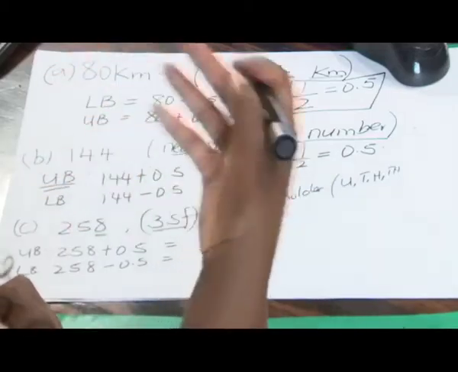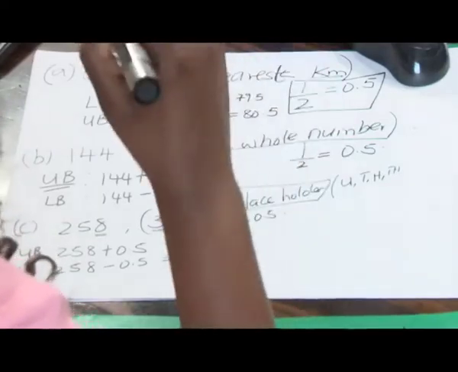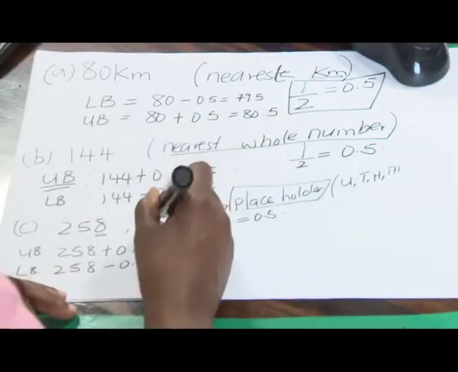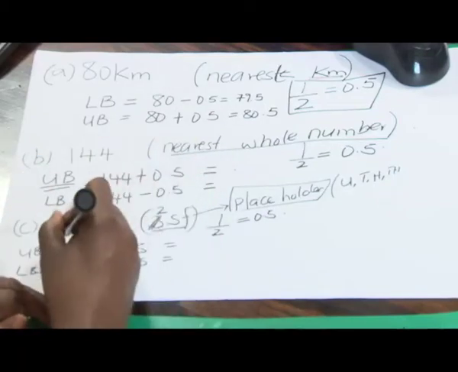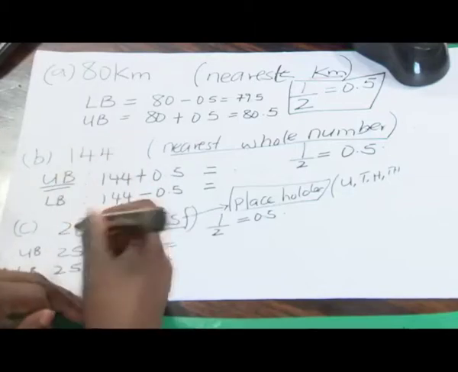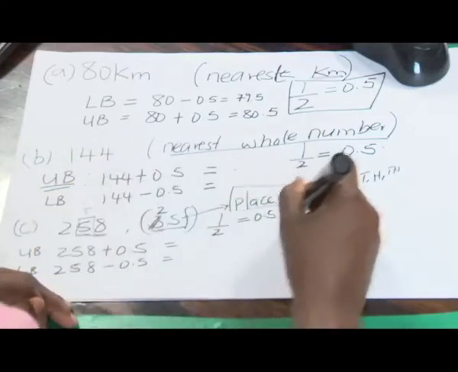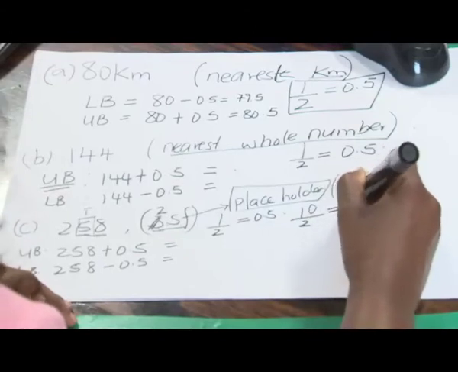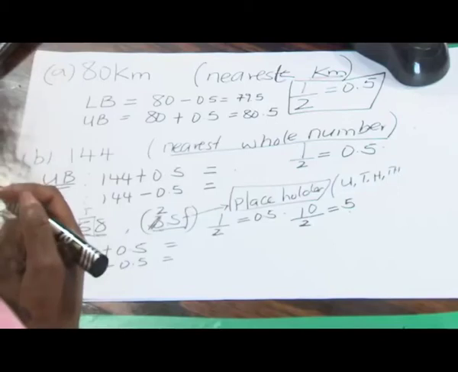Okay, so for significant figures, we look at the placeholder of that number. Identify it first. If it was maybe to 2 significant figures in this case, my second significant is 5. What is the placeholder of this 5? This is a unit, 5 is a 10. Therefore, I'm going to use 10, then I divide it by 2. I'm going to add or subtract 5 to get my upper and my lower bound.